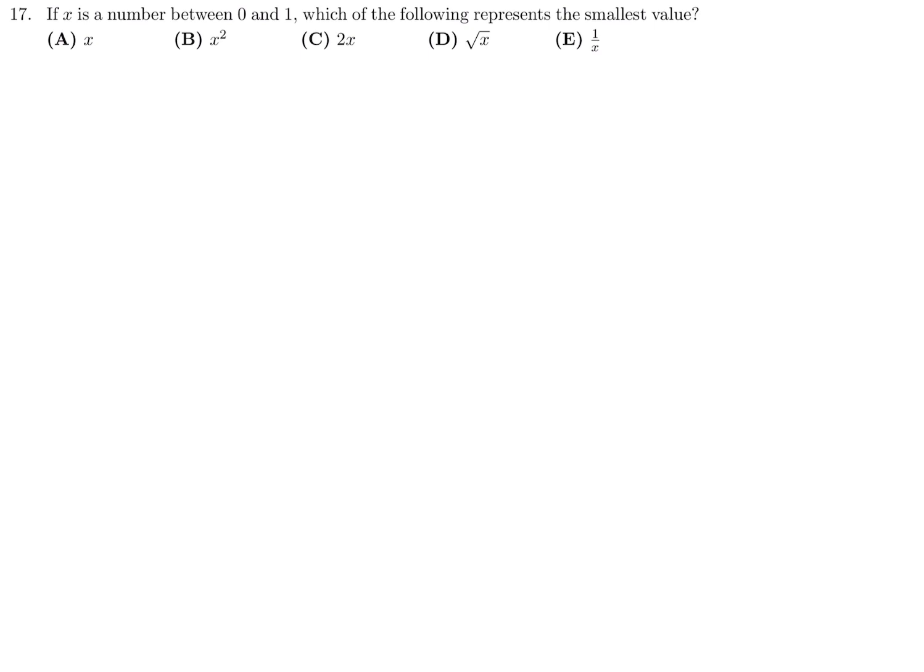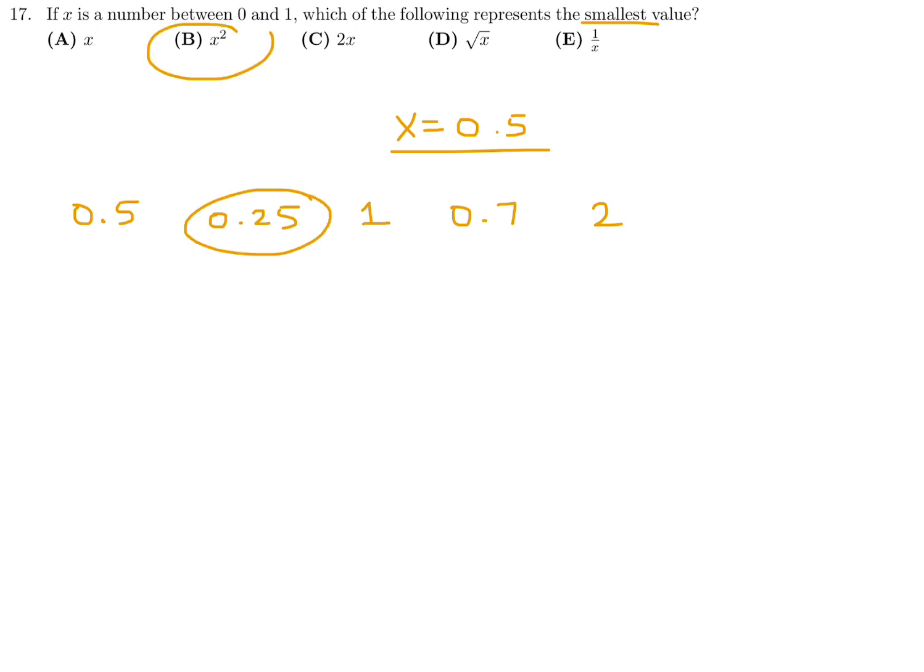If x is a number between 0 and 1, which of the following represents the smallest value? I always like to use an actual number, makes it less abstract. So x is just 0.5, x squared is 0.5 times 0.5, 0.25. 2x, if x is 0.5, would be 1. Root x, about 0.7 approximately. And 1 over x is 2. Well, obviously, the smallest of these is this guy right here. So that would be choice B for number 17.